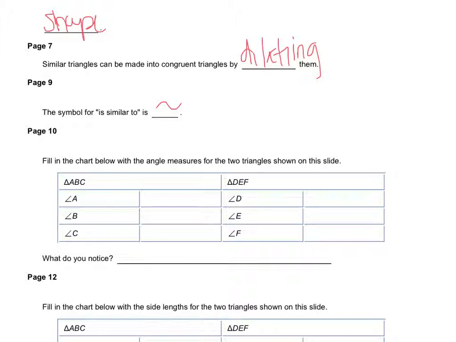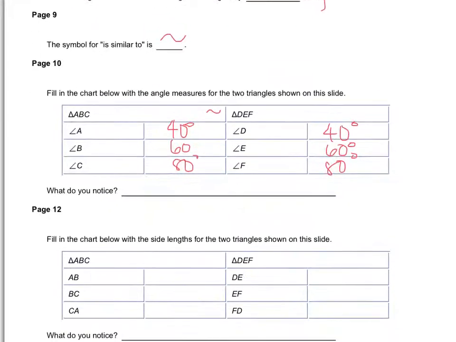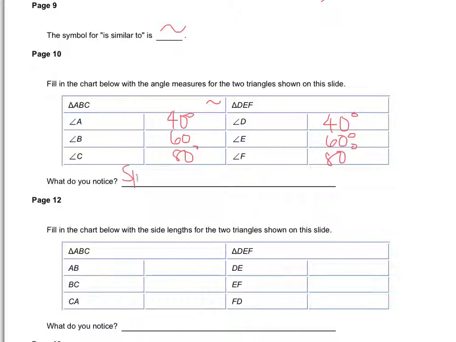It's like a tilde. So if we had a triangle ABC, and let's just say the angles were 40, 60, and 80. And DEF was similar to ABC. What you need to know is that the angle measures are going to be the same. So if they are similar triangles, then they're going to have congruent angles. So similar triangles have congruent angles.